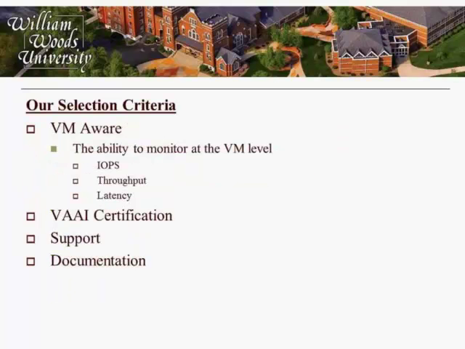Another extremely important one that came up, but I didn't grade too hard against it, was being VM aware. Most of the vendors out there will give you these statistics with the storage as a whole, but a few vendors actually give you the ability to monitor IOPS, throughput, and latency at the individual VM level. This is a huge benefit when you're troubleshooting. When you have an end user call up and say, my desktop is slow, it gives you a central point to look and at least rule out your storage right off the bat.